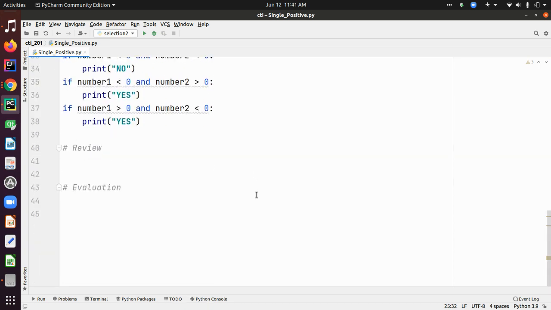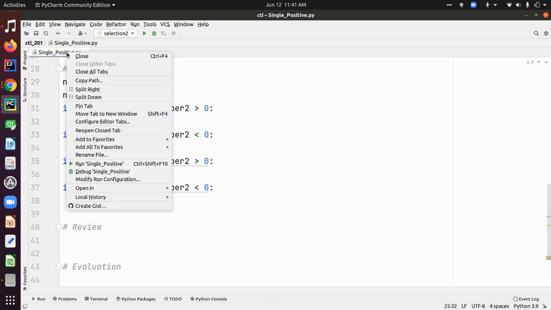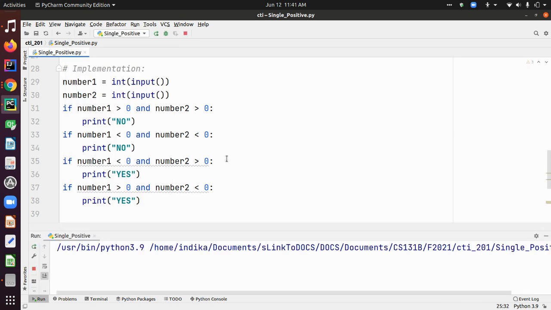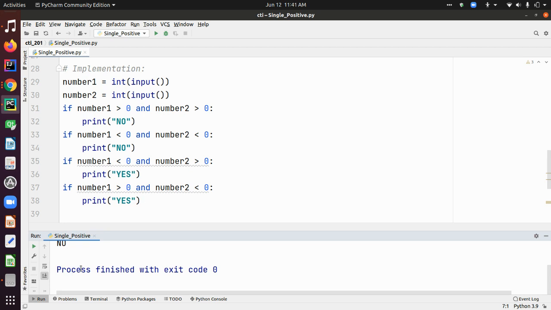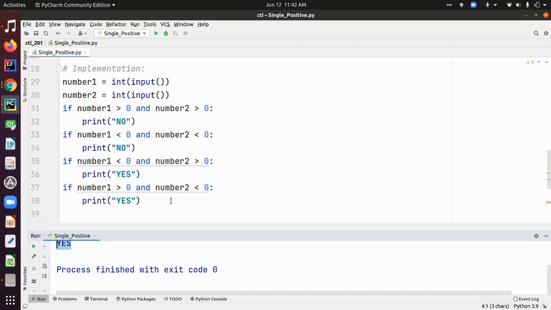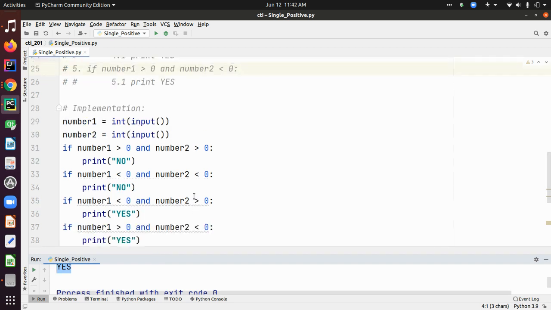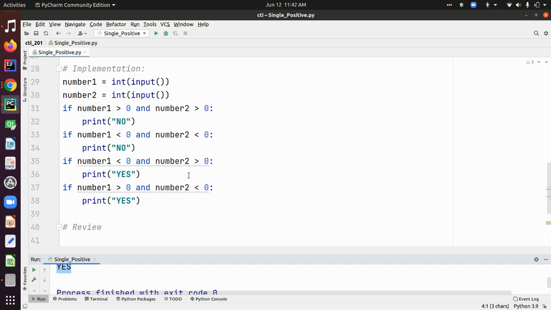Okay. So let's check this out. Run this one. Let's give output -10 and -10, and we got no. Run again. Let's get positive. All right. So before submitting, let's scan one more time. Basically, we are done with the review.